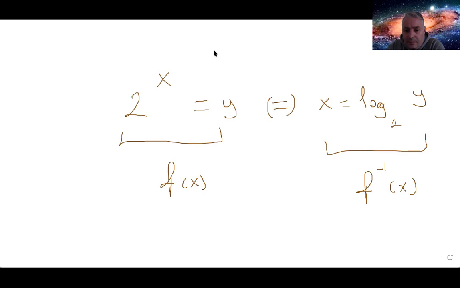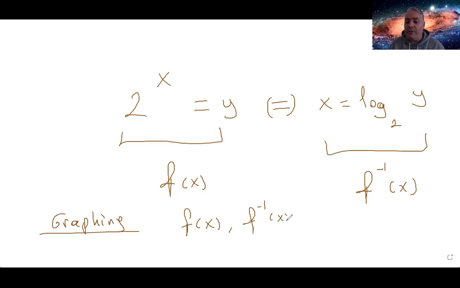No, it's actually clear and logical. Yeah, it's okay. So, for the graphing, general rule: f of x and f inverse of x are symmetric with respect to y equals x.